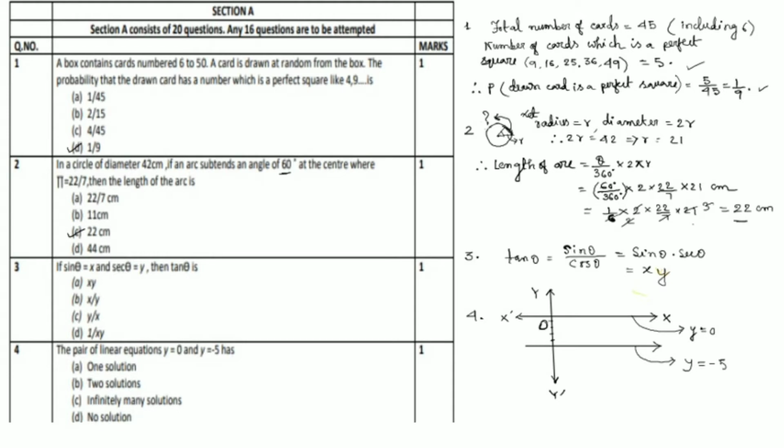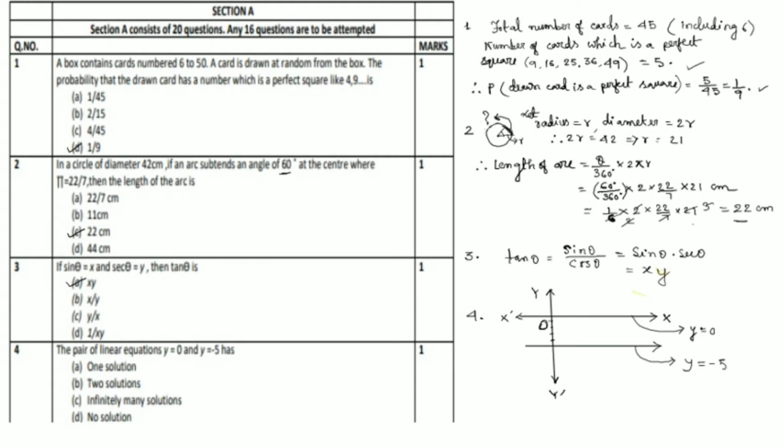Next, if sin theta equals x and sec theta equals y, then find tan theta. What will be the value of tan theta? Tan theta equals sin theta by cos theta. Therefore, it can be written as sin theta into sec theta. The value of sin theta is x, and the value of sec theta is y. So tan theta will be xy. So here A is the right option. Okay. Now question number 4.